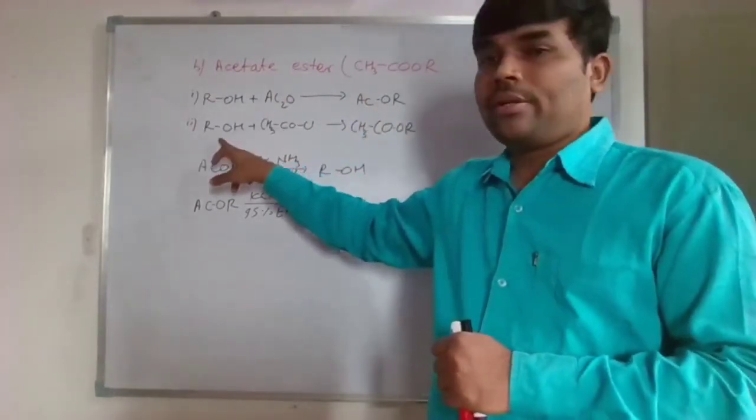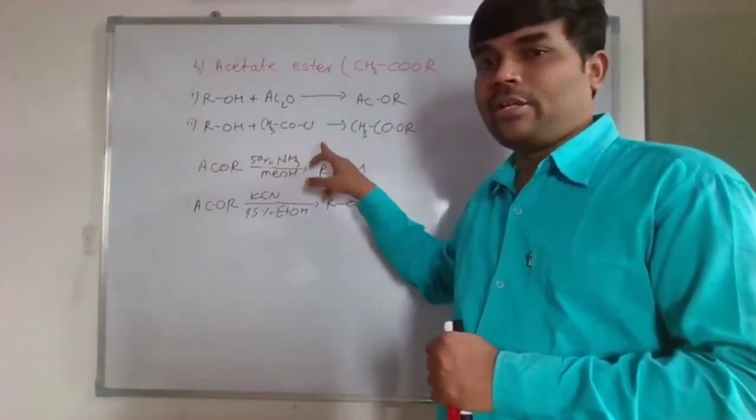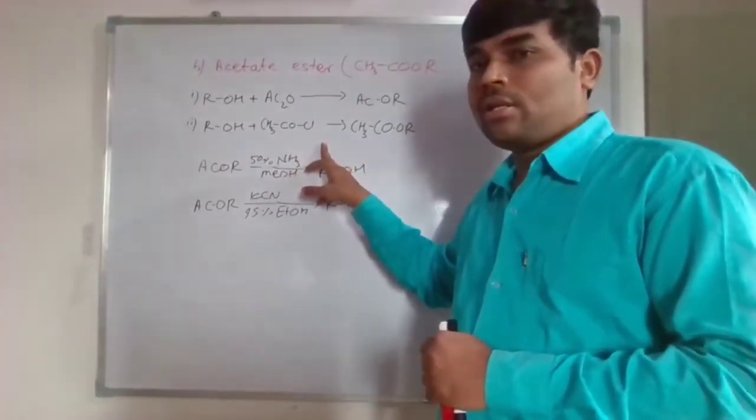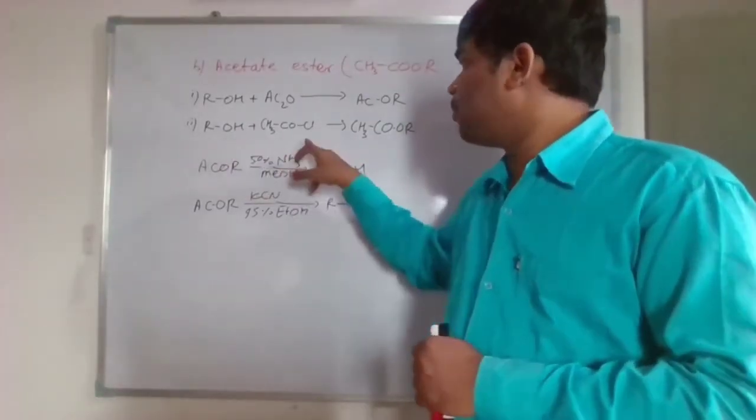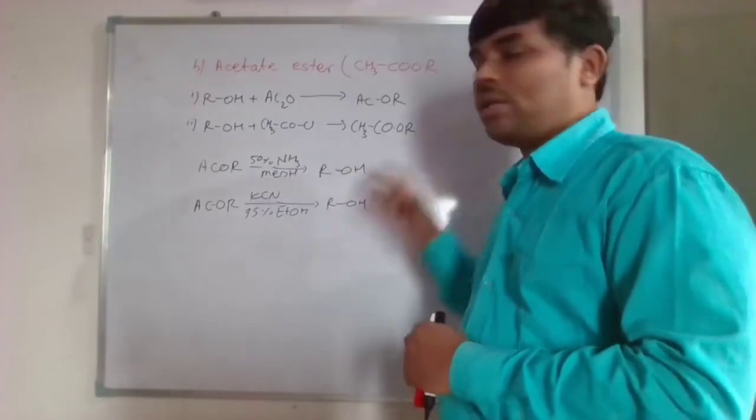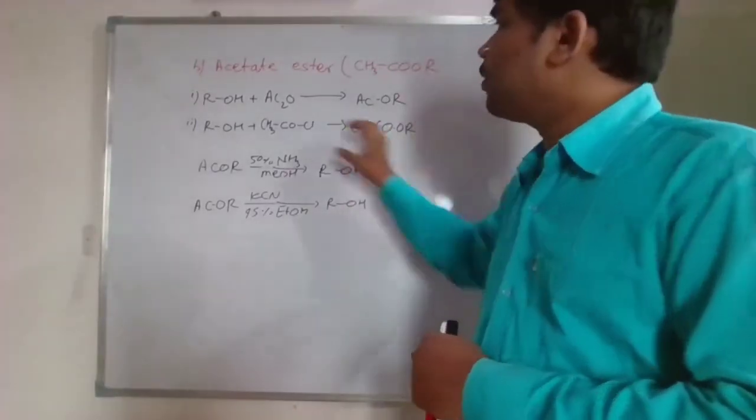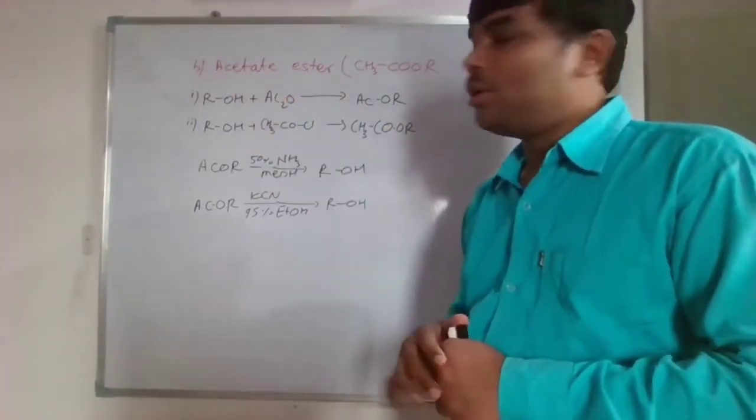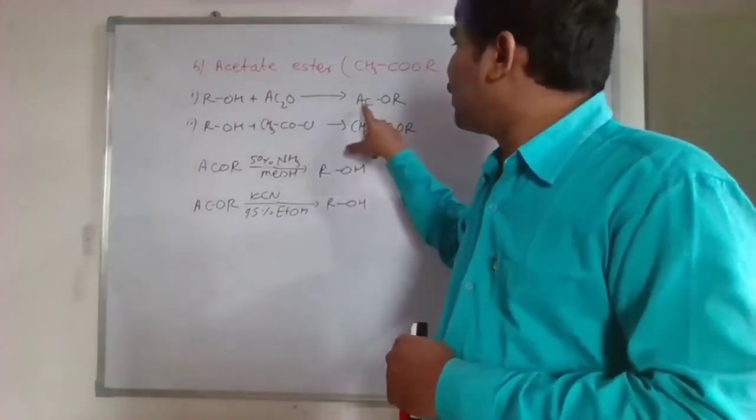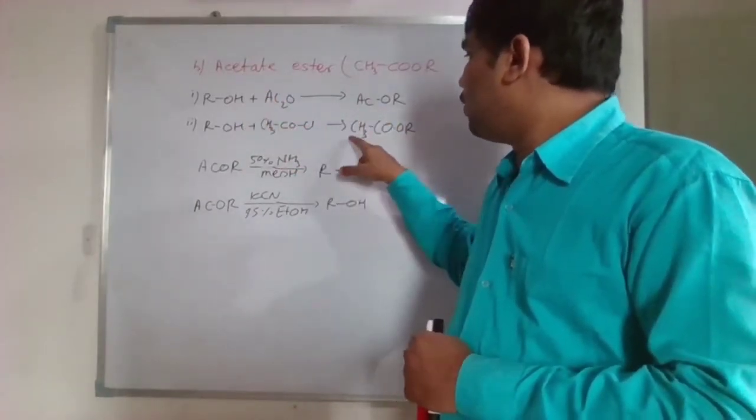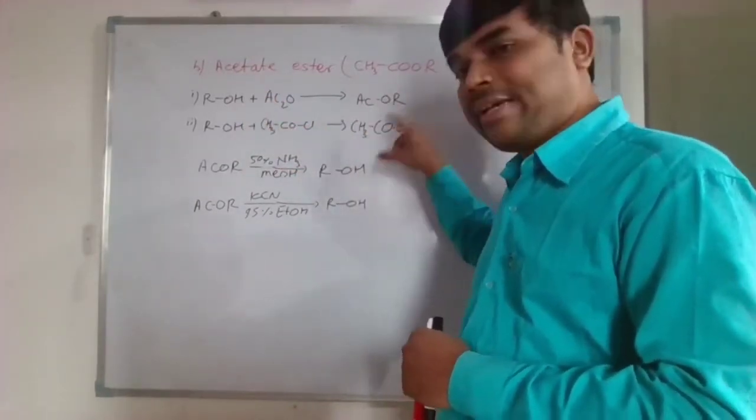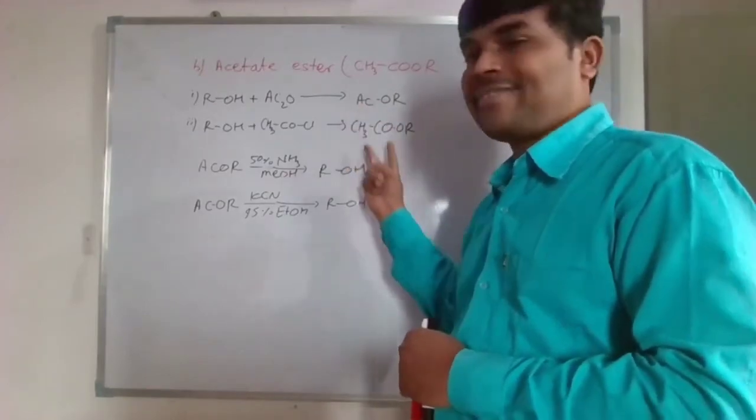Or when this alcohol reacts with acetyl chloride, CH3COCl, this Cl and H are removed as HCl, and we get CH3COOR. This is the protection of this alcoholic group. This alcoholic group is protected by Ac. Here CH3CO means again Ac. This is also Ac, the acetate group.